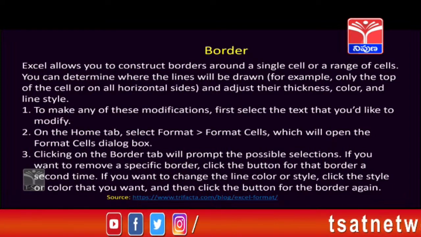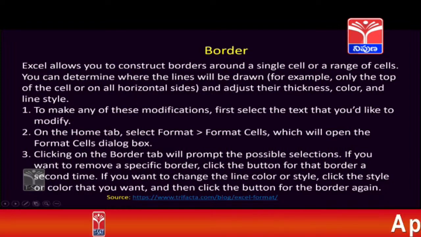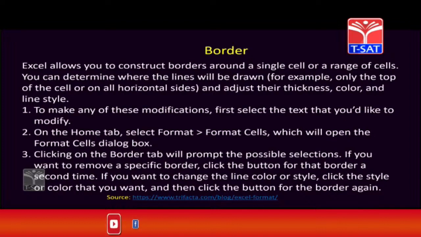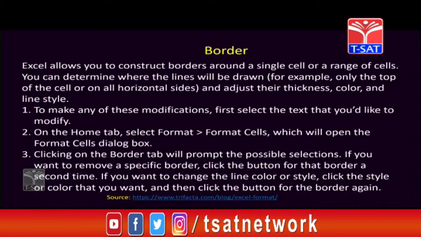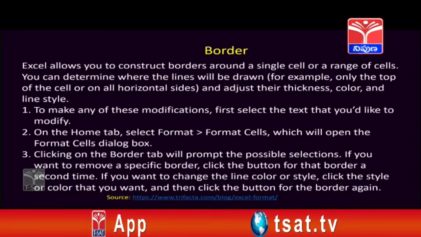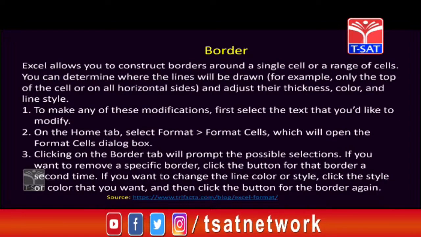So, for using this border option, what we are supposed to do is again go to the Home tab, click on Format and Format Cells, and once the Format Cells dialog box opens, we are supposed to select the border tab. Once we have selected the border tab, we can find out whether we want to add a border across a typical piece of data, or whether we want to remove any already existing border or boundary in that data.